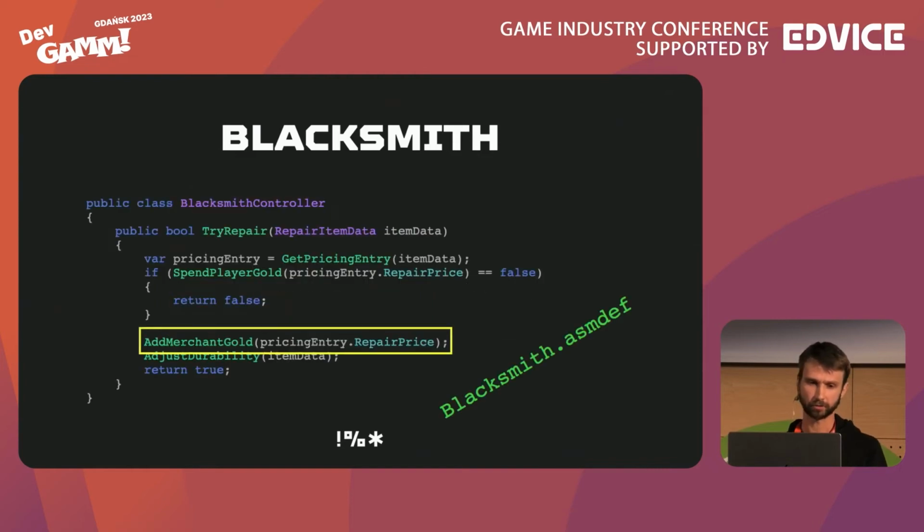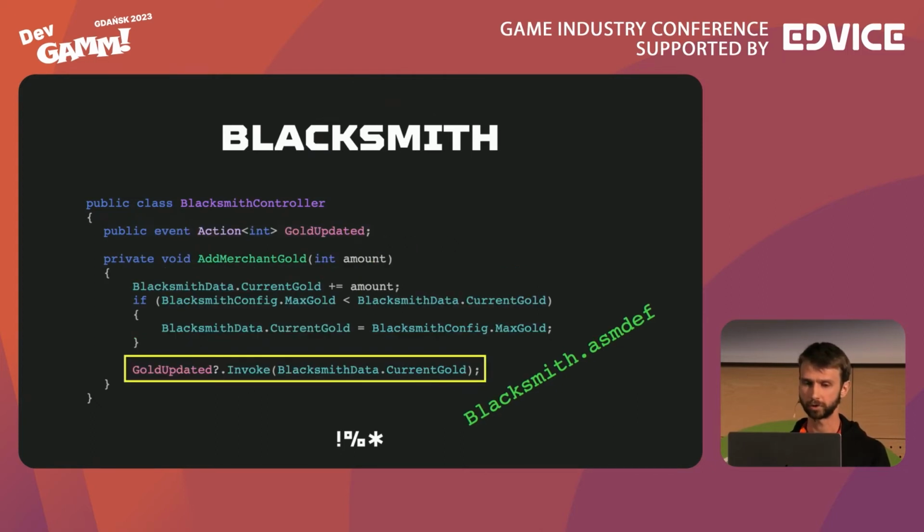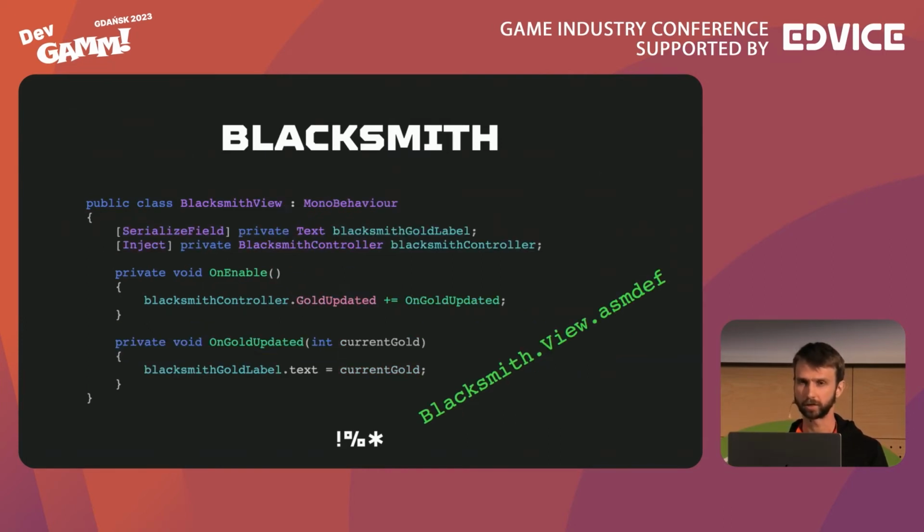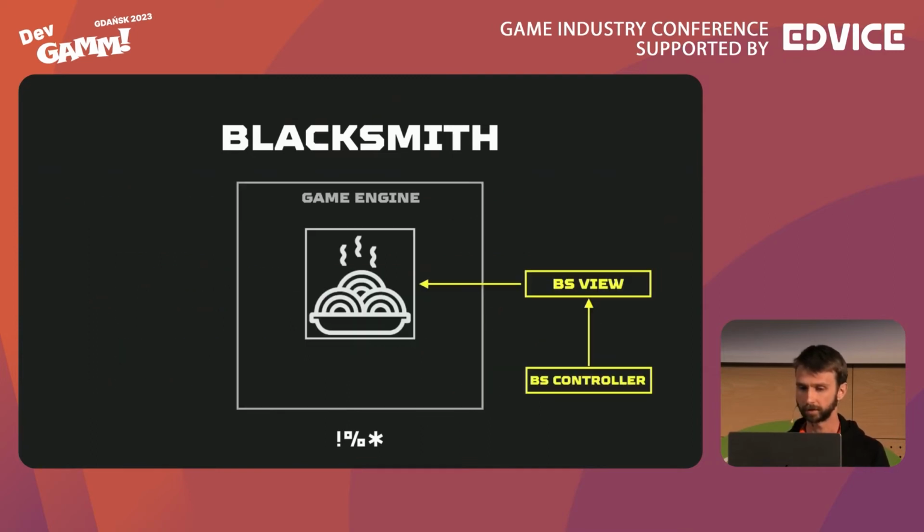So if we go back to our try repair method, we can already spot some places where we use it. We, for example, can notify our system about a change in gold. We can just put in the event gold updated, and any class that is interested in those changes of gold can just listen to this event and react properly. In this case, we can just update our blacksmith gold label with the proper amount of gold, right?